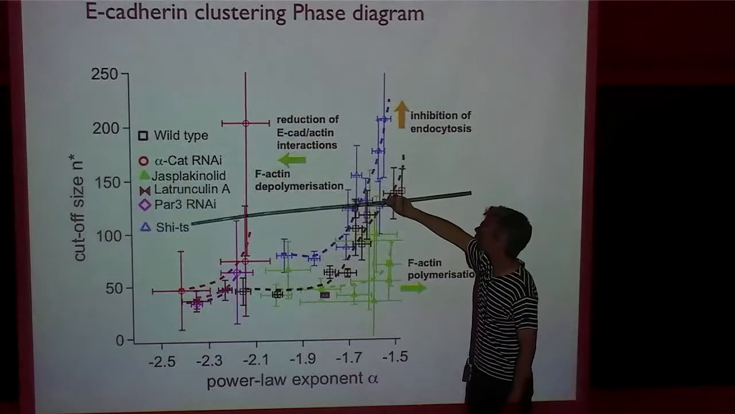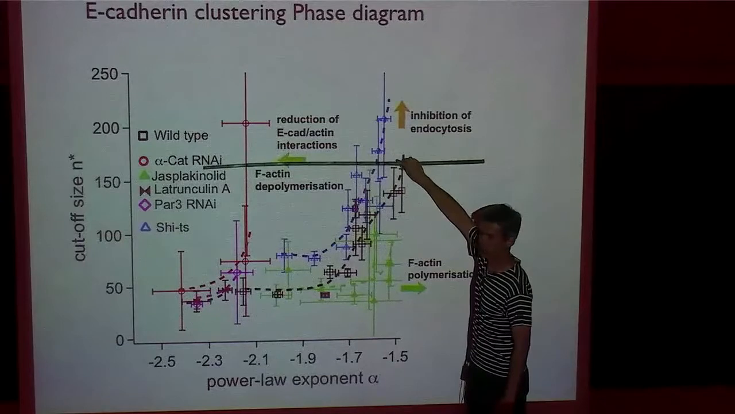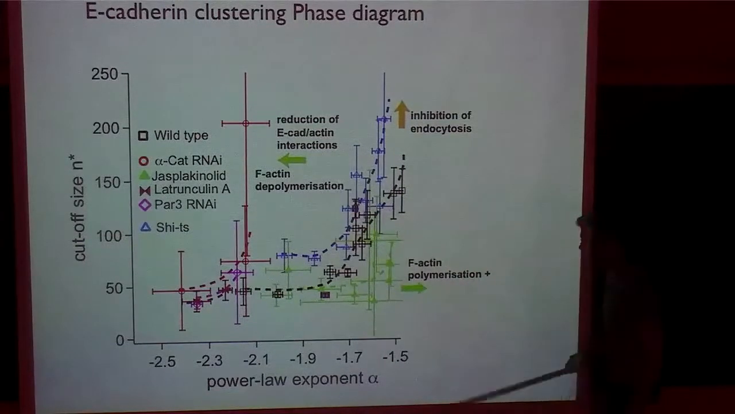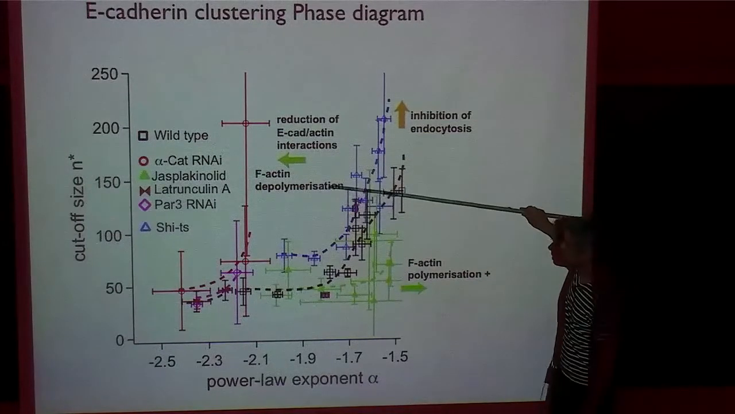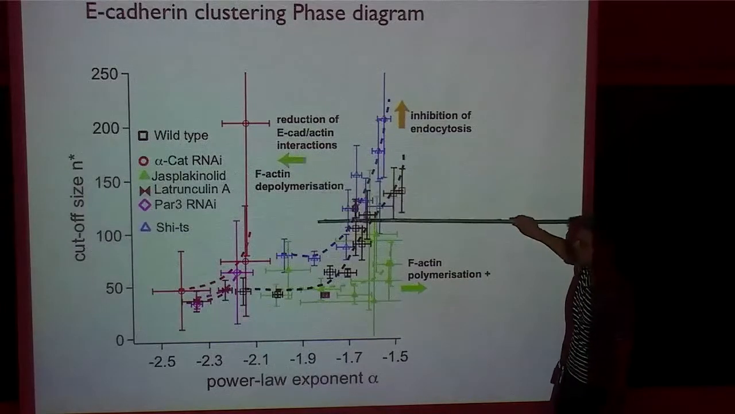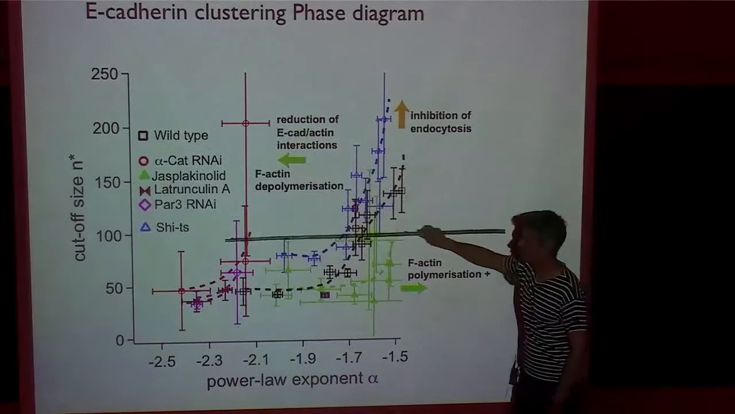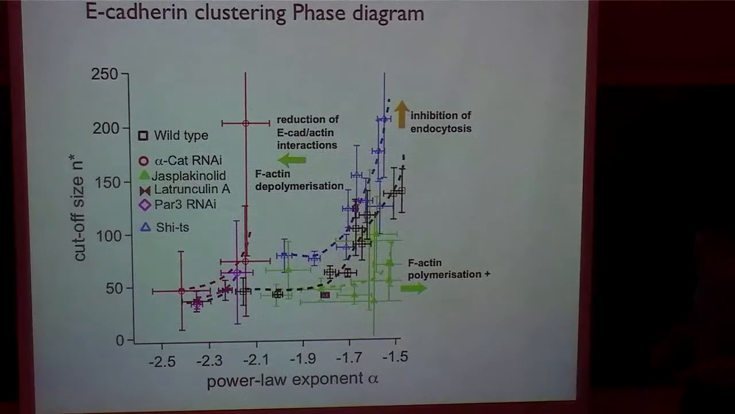So if you inhibit endocytosis, you will have clusters of larger sizes, whereas it has no effects on the power law exponent. And actin depolymerization, or reduction of E-cadherin actin interaction, will move the curve in this direction with lower clustering, so lower power law exponent. And with that, I think I will stop here.